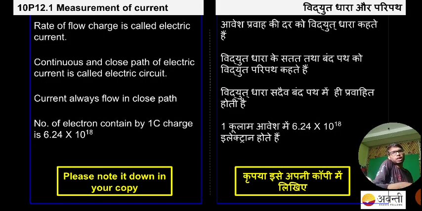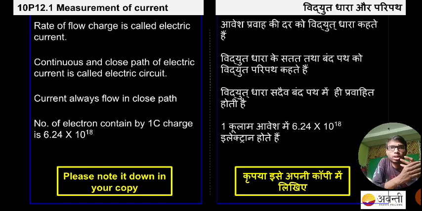Rate of flow of charge is called electric current. What is the flow of a charge? Electric current. Continuous and closed path of electric current is called an electric circuit. Okay. Current always flows in a closed path. Yes, we know, electrons will always flow in a closed circuit.